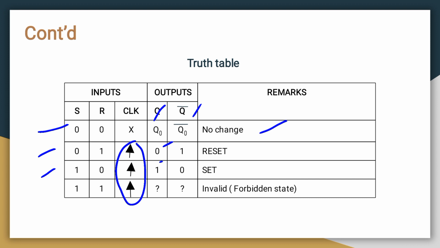Clear? The Q is 1. So the opposite of that, nothing but the complement of that, is 0. So next is the combination 1 1 with a rising edge. So it is an invalid state or a forbidden state, what we call. It will create confusion about whether the content is stored or not stored. So that is the invalid state. So this is about the clocked RS flip-flop.